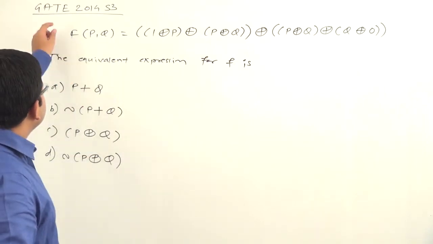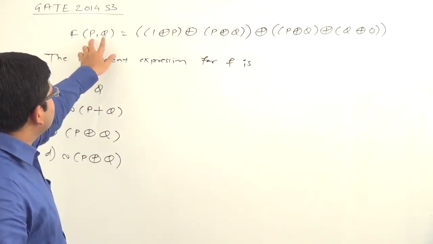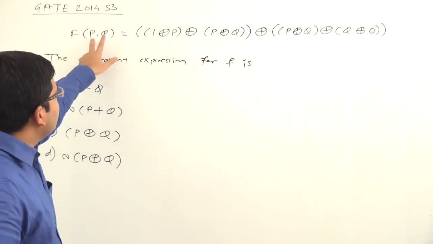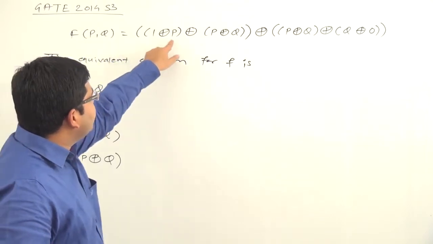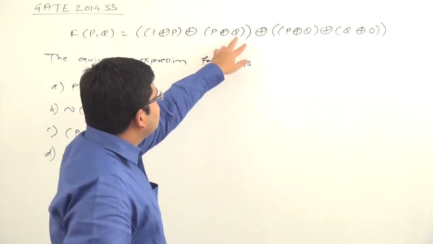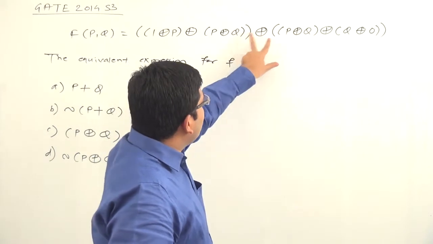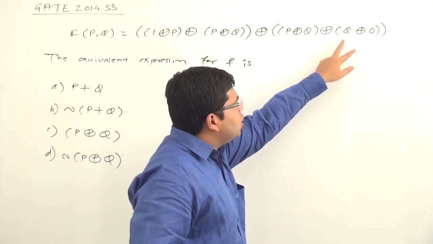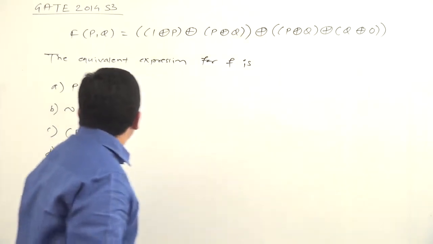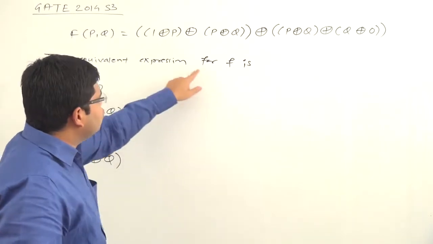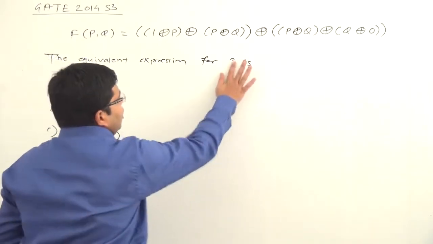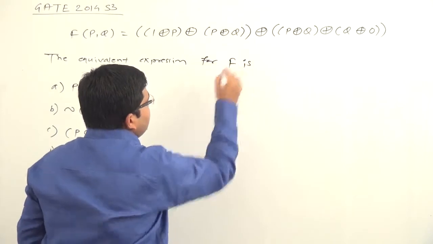So the question is: a formula involving the two variables P and Q is given. The formula is 1 XOR P XOR P XOR Q XOR P XOR Q XOR Q XOR 0, and they are asking for the equivalent expression for F. The formula, which should be capital F, is.